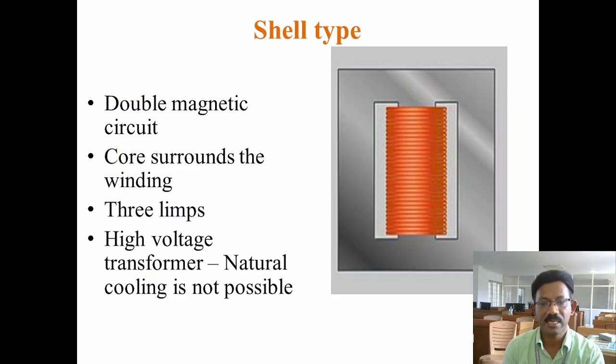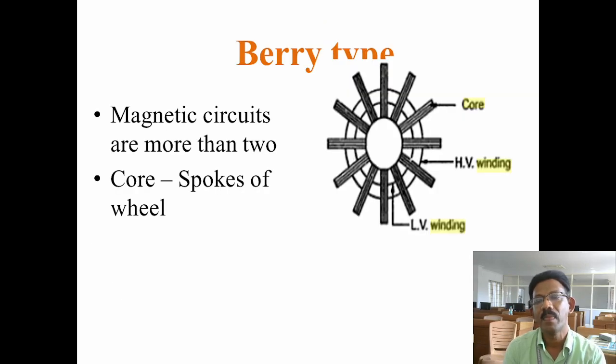Then the shell type transformer. In a shell type transformer, the core surrounds the winding. Here two magnetic circuits are there. Then the core has two vertical portions, that is two limbs and two yokes. Normally, shell type transformers are preferred for low current, high voltage applications because natural cooling is not possible here.